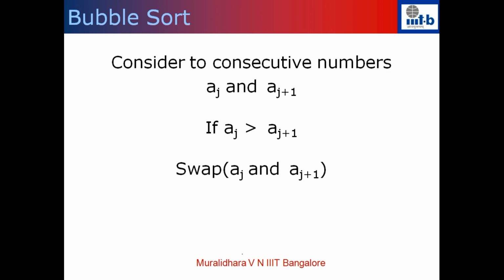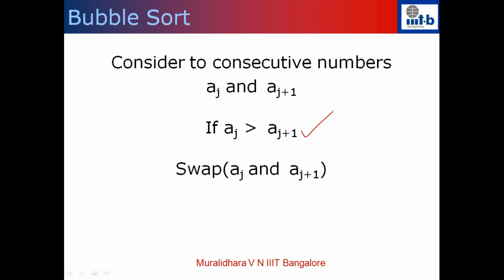Let's look at the first simplest algorithm to solve this problem. This is called the bubble sort algorithm. In the bubble sort algorithm, you compare two consecutive numbers, let's say a of j and a of j plus 1. Since we are trying to sort the sequence in increasing order, we expect a of j to be smaller than or equal to a of j plus 1. If this condition is not true, in other words, a of j is greater than a of j plus 1, that means that these two numbers are not in the order that is required. In that case we swap them.